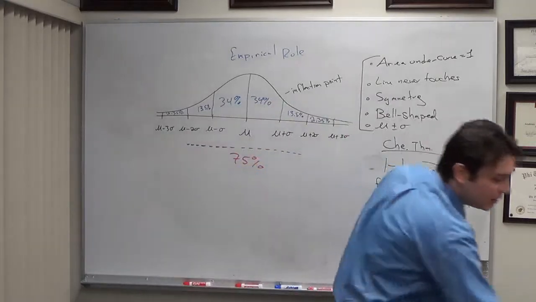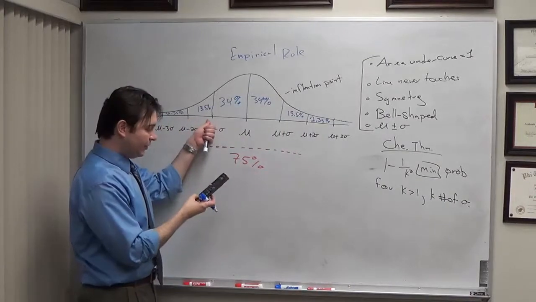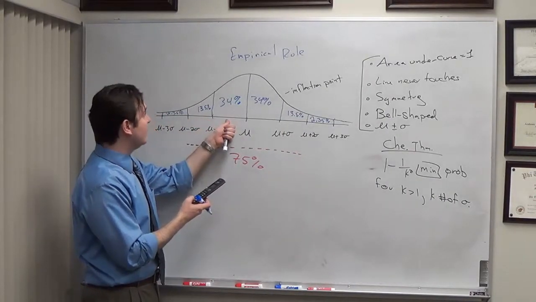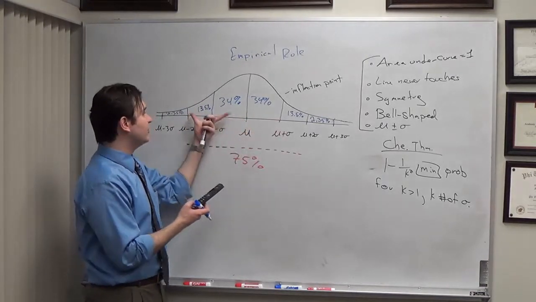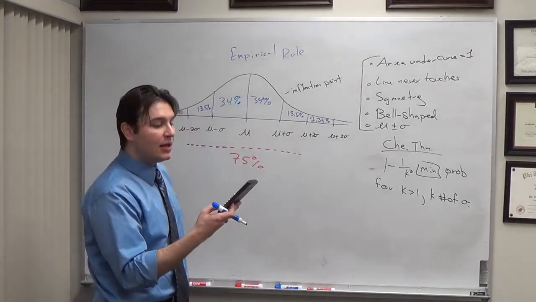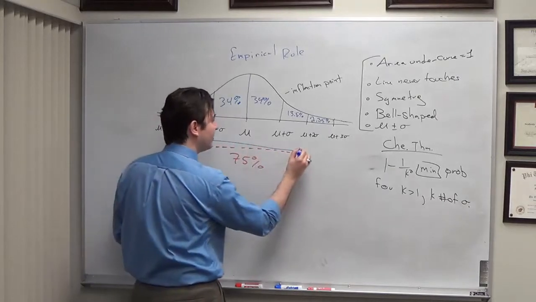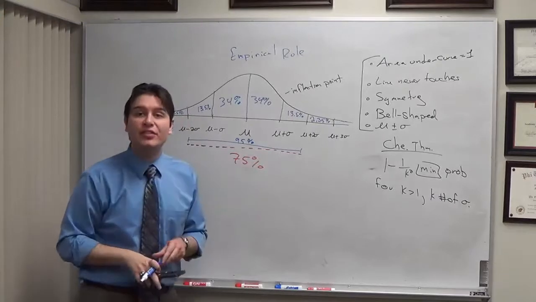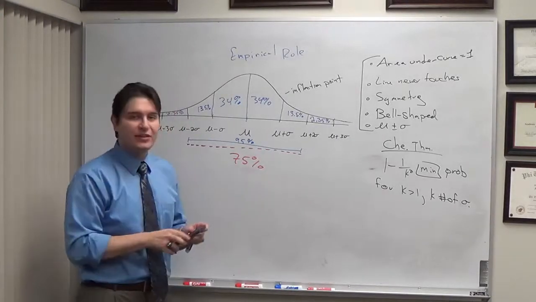Which means, if I add up this half, I'll have 13.5 plus 34. That gives me 47.5% on this side. Remember, it's symmetrical, so this area should be the exact same as this, so I can multiply that by 2. That times 2 gives me 95%. The empirical rule promises me that it's not at least 75%. It tells me it's precisely 95%.